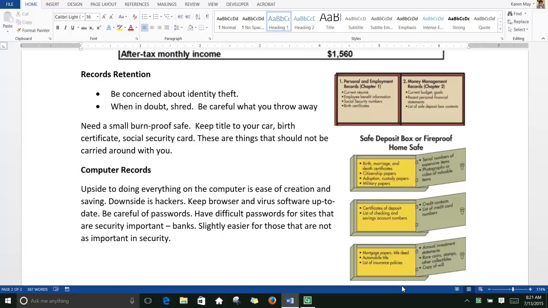The other thing is that we're doing more and more on computers, so computer records. The upside to doing everything on the computer is ease of creation and saving. The downside is hackers. Keep your browser and virus software up to date. Be careful of passwords. Have difficult passwords for sites that are security important, such as banks, and slightly easier ones for those that are not as important in security.